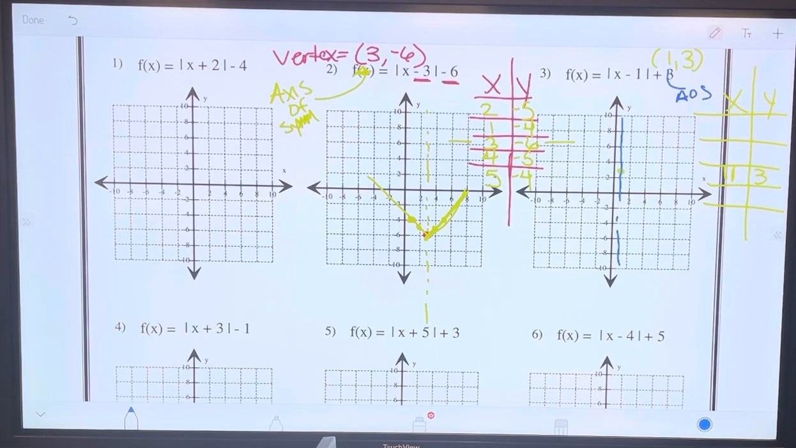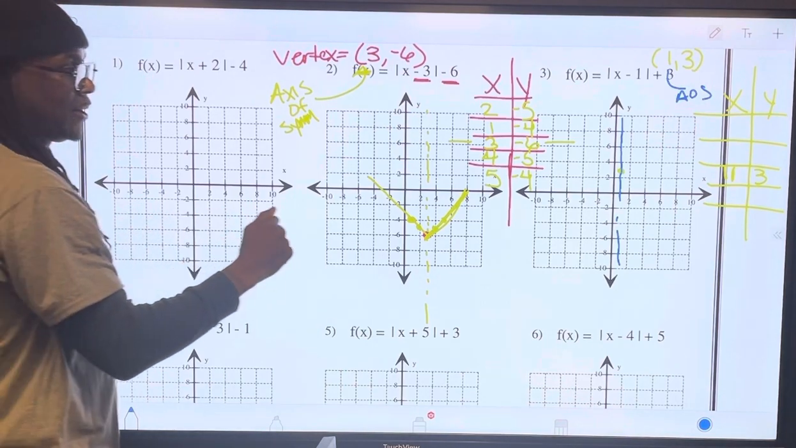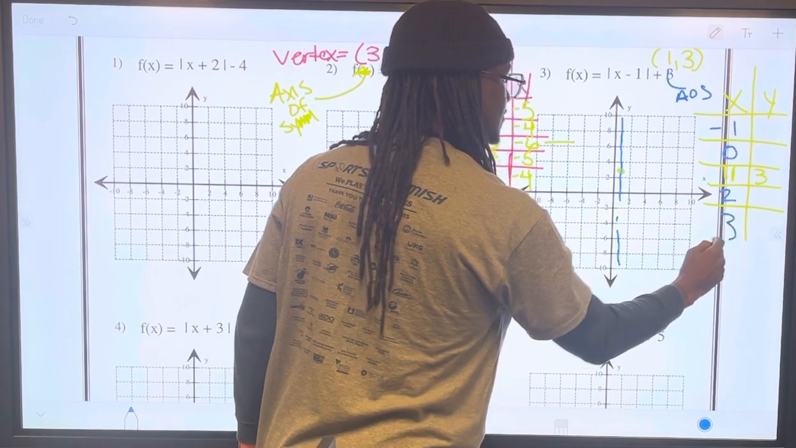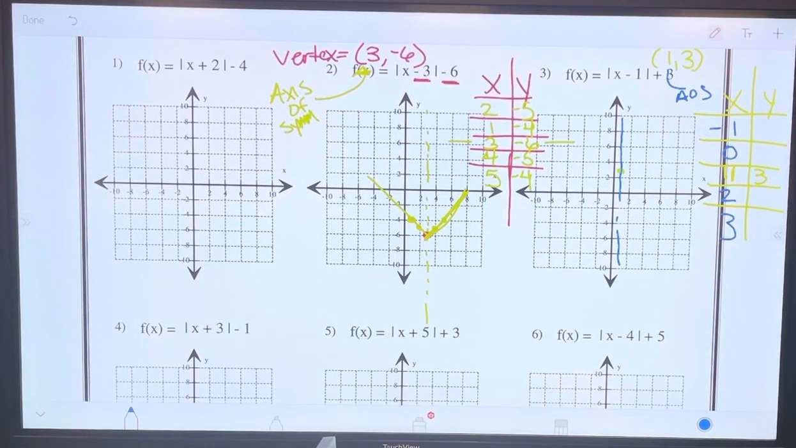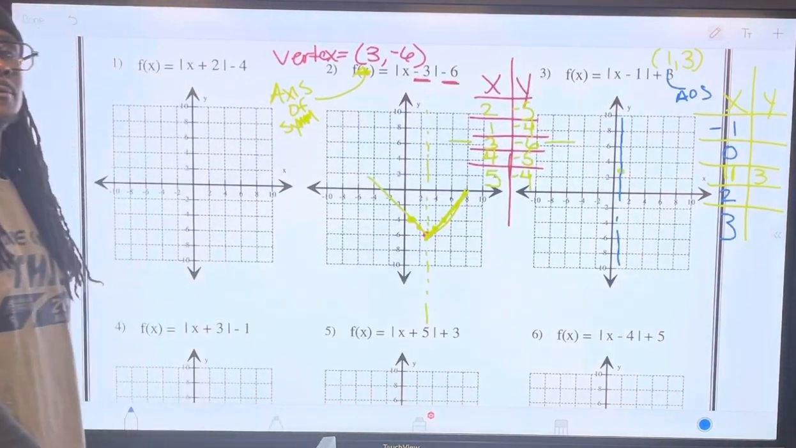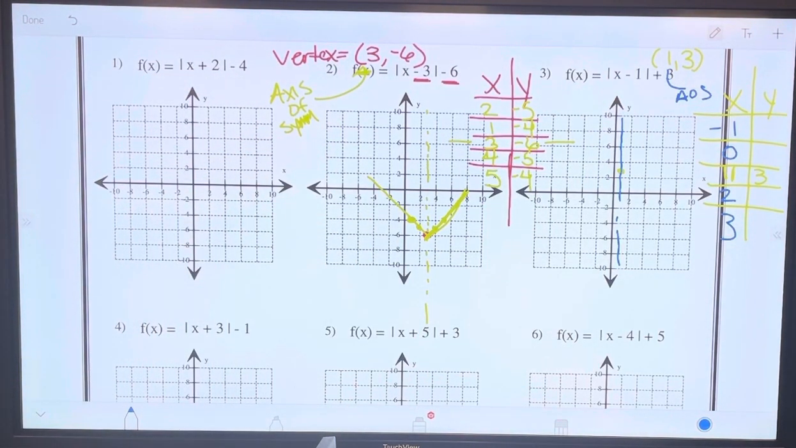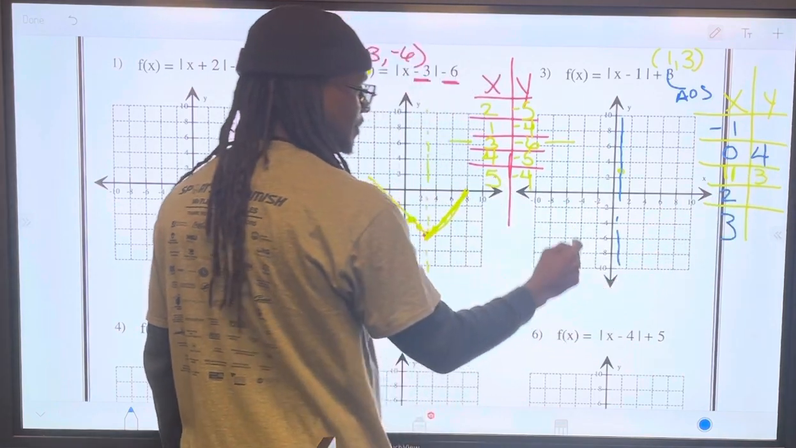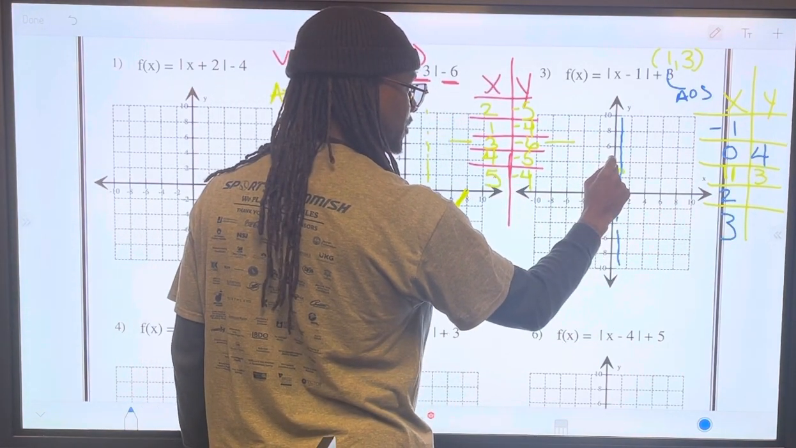So now, Tiago, tell me 2 numbers to the left of the axis of symmetry and 2 numbers to the right. All right. So, Tiago, if I plug in 0 to the equation, 0 minus 1, but it's in absolute value, then 1 plus 3. So my point, 0, 4, got a dot here.